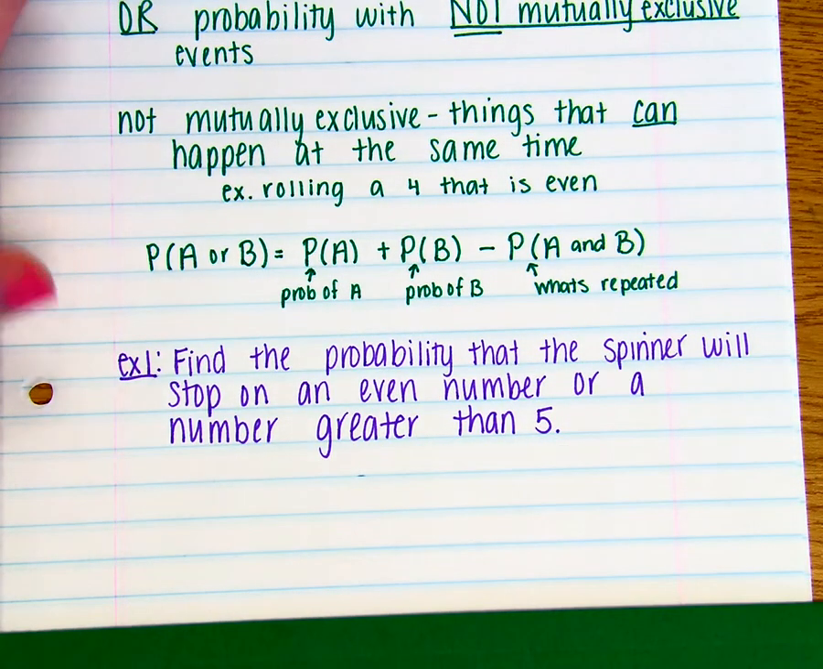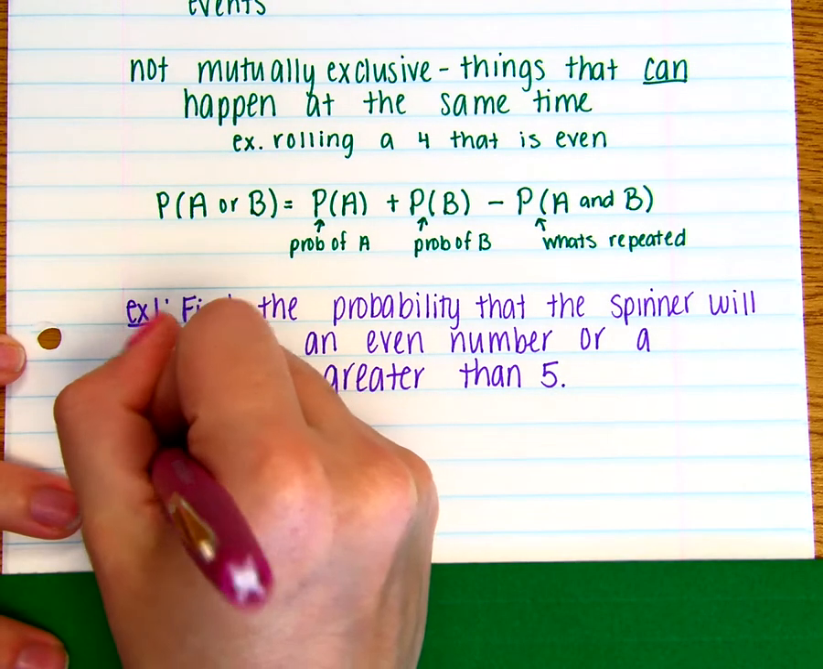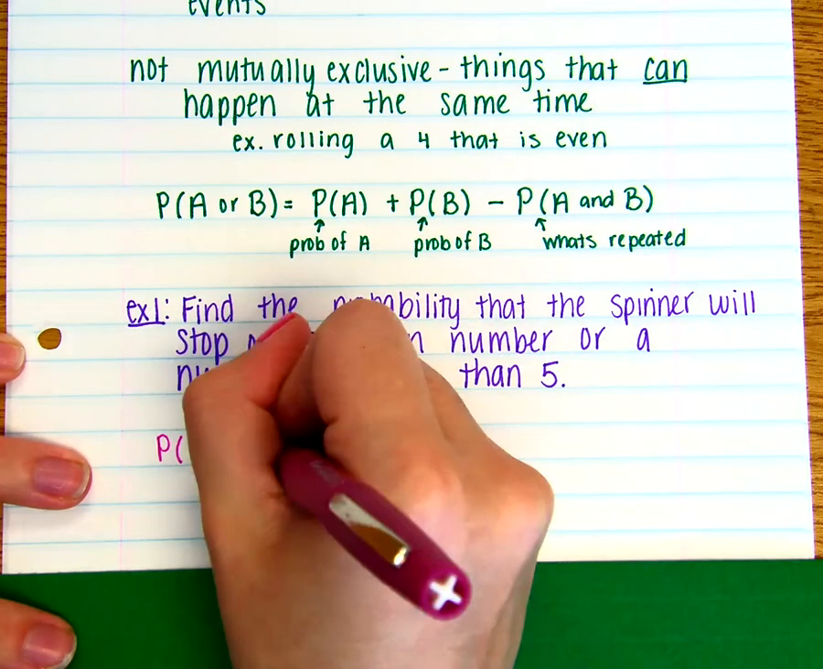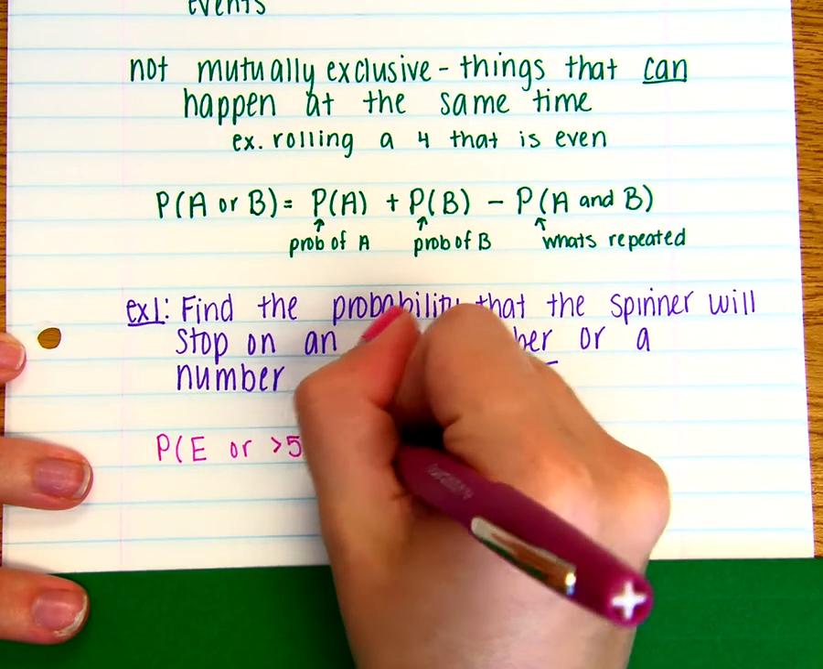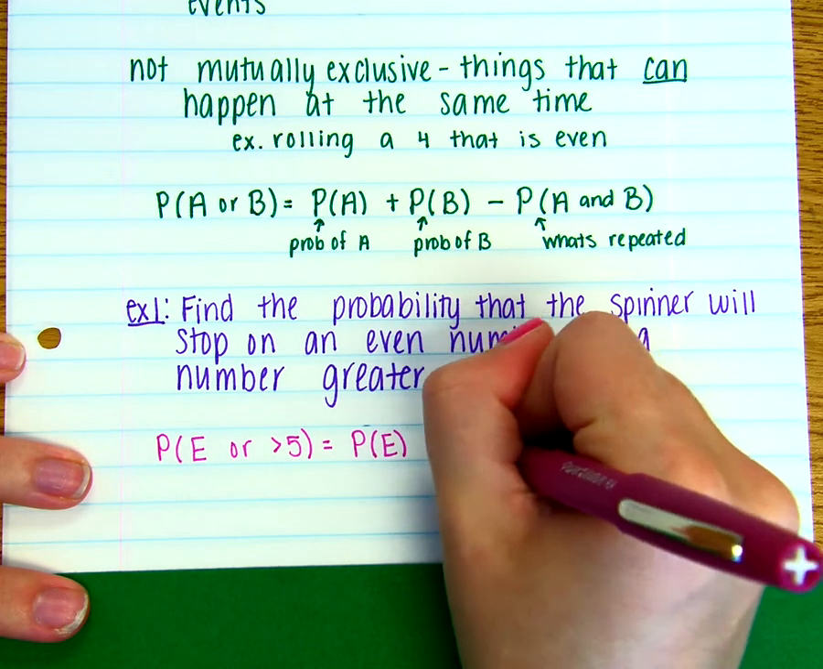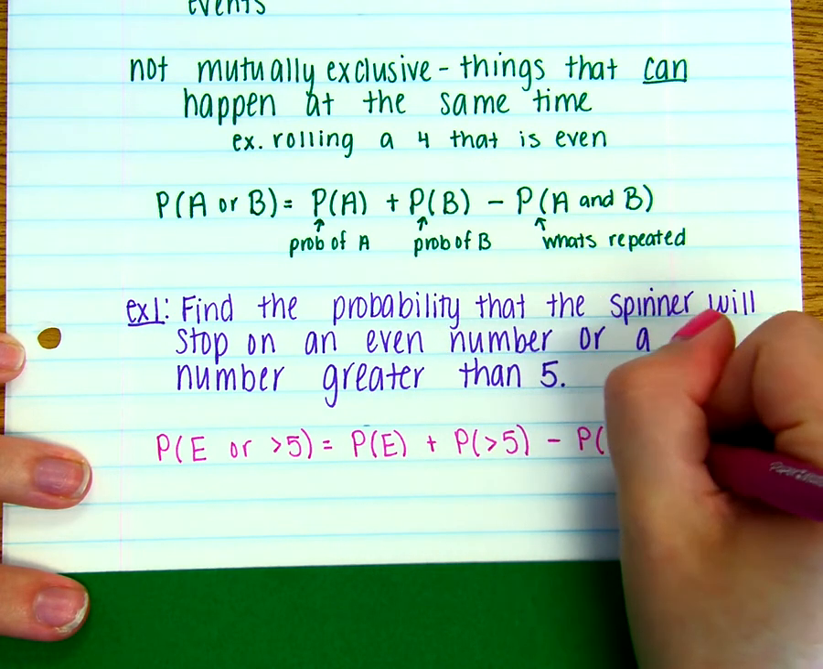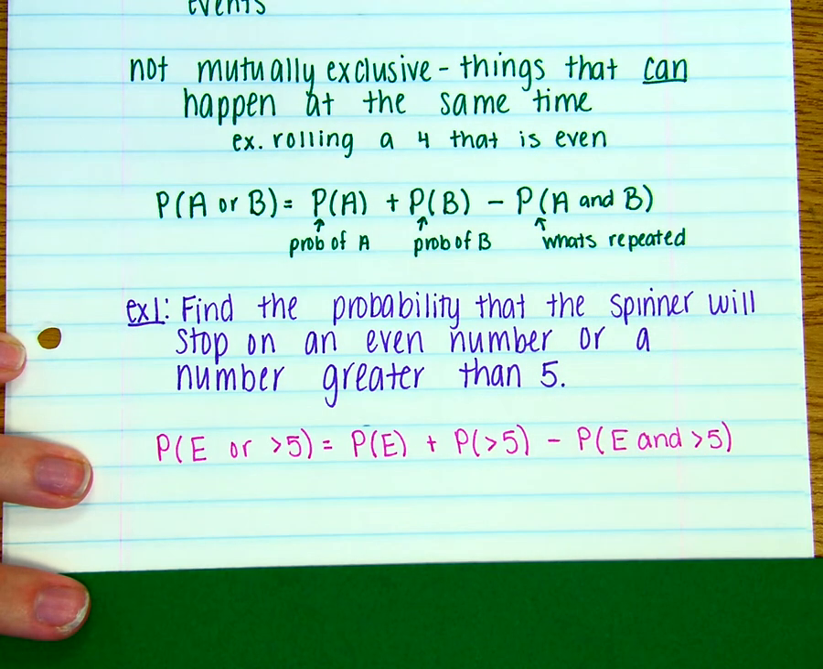So here's example number 1. It says, find the probability that the spinner will stop on an even number or a number greater than 5. So we have the probability of an even number or a number greater than 5. So we want the probability of an even number plus the probability of being greater than 5, and we're going to subtract the probability of being even and greater than 5.